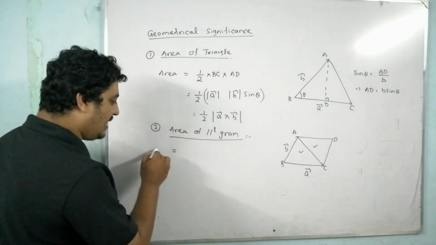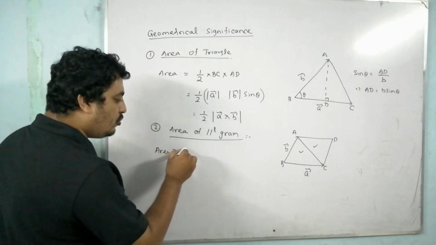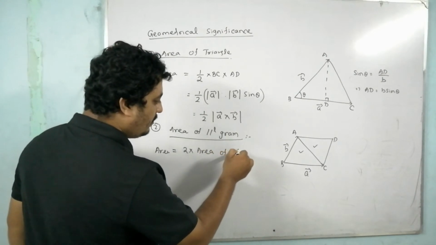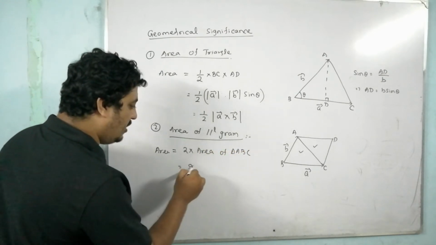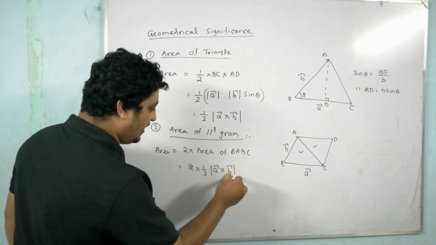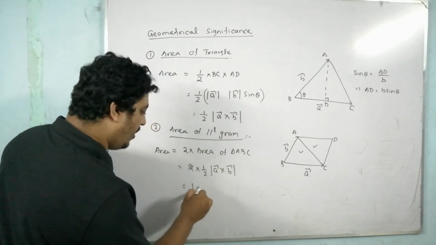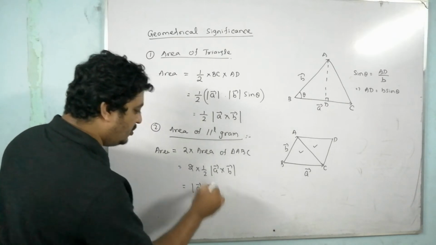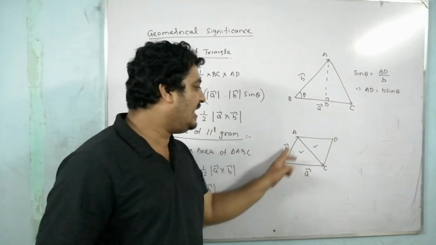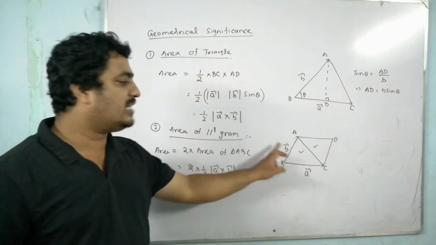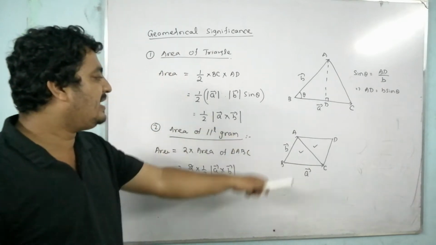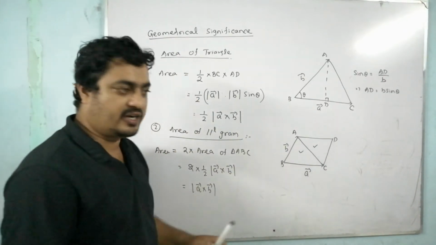Now area of the parallelogram equal to 2 times area of the triangle. Now it is equal to 2 into half times mod of A cross B, which is equal to mod of A cross B. So mod of A cross B represents the area of the parallelogram whose adjacent sides are A and B. This is the geometrical meaning of cross product.